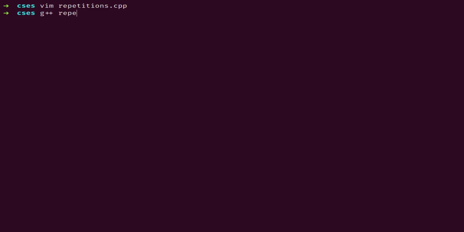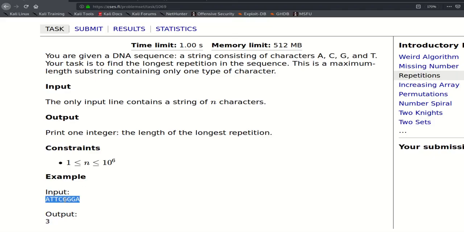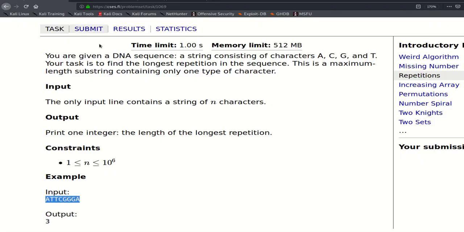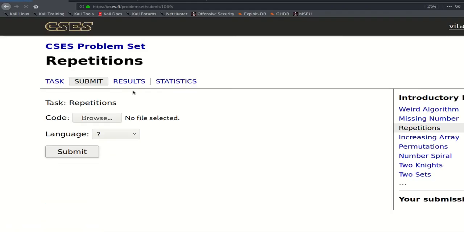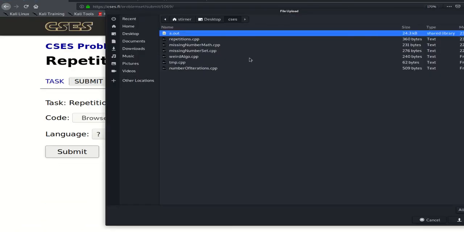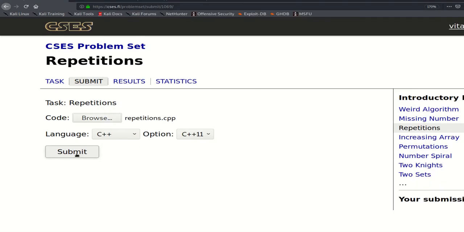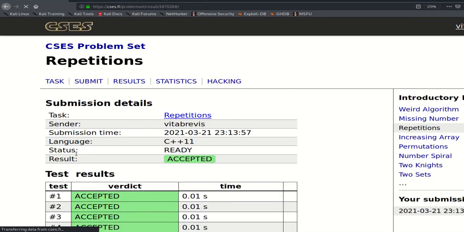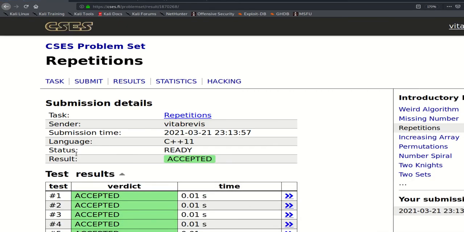So let's compile. Let's check the sample input. It works. Let's submit. It worked. So this is it.